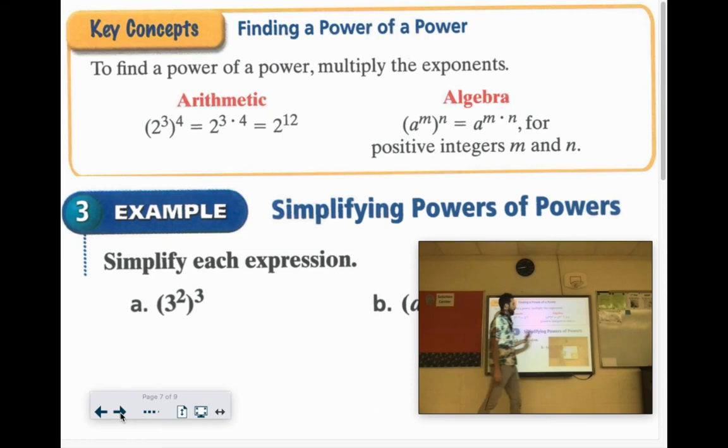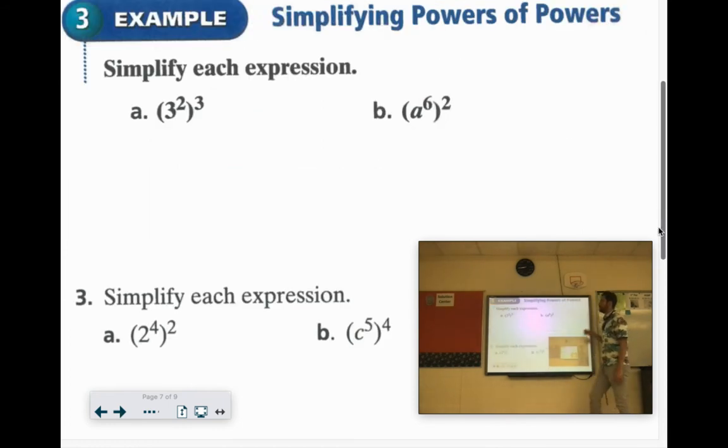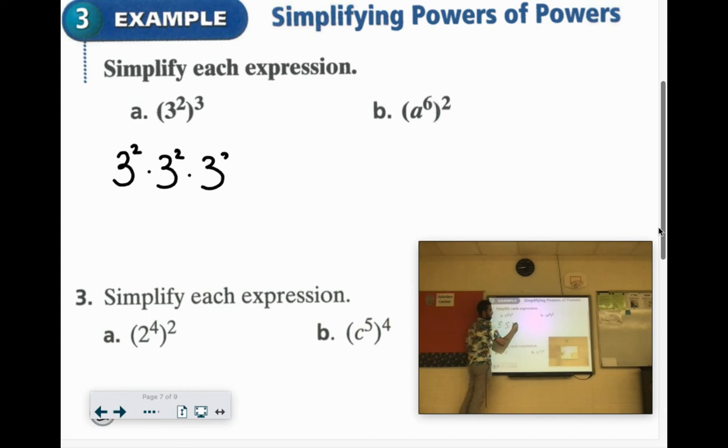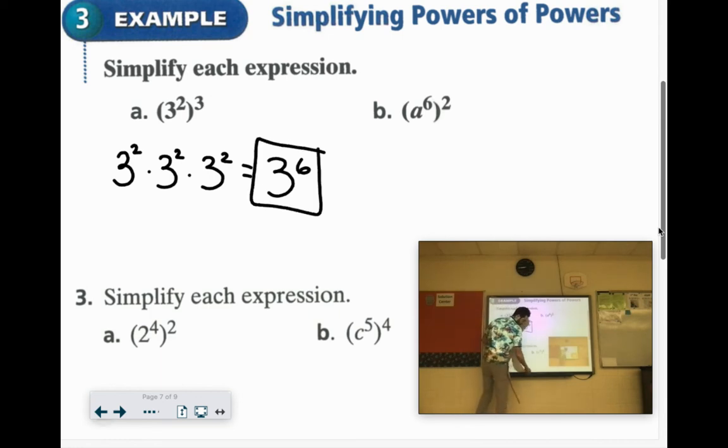When you raise a power to a power, which looks something like this. Look at a here. 3 to the 2nd raised to the 3rd. When something is to the 3rd power, it means times itself 3 times. So this technically means 3 squared times 3 squared times 3 squared. Which if you use our rule we just did, we would add these exponents and it would be 3 to the 6th, which is the correct answer.